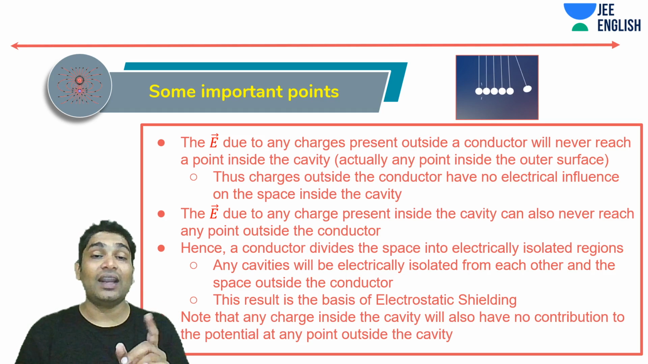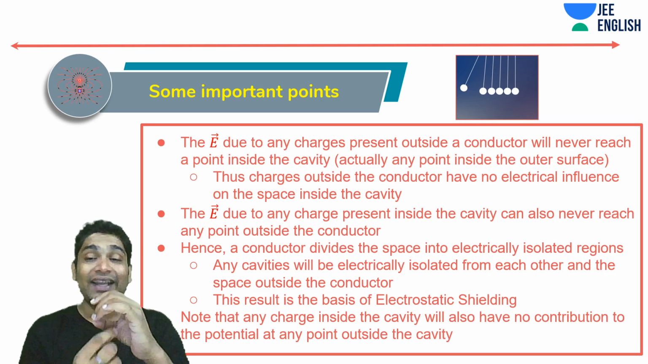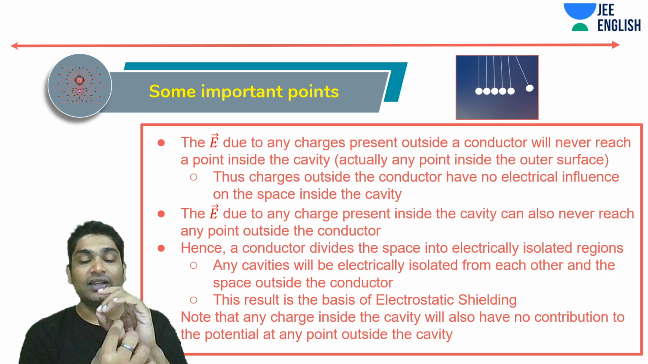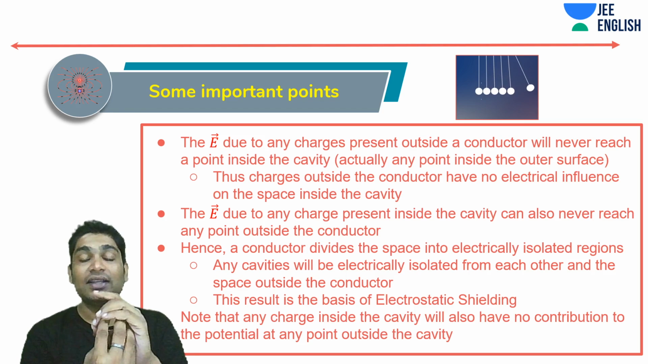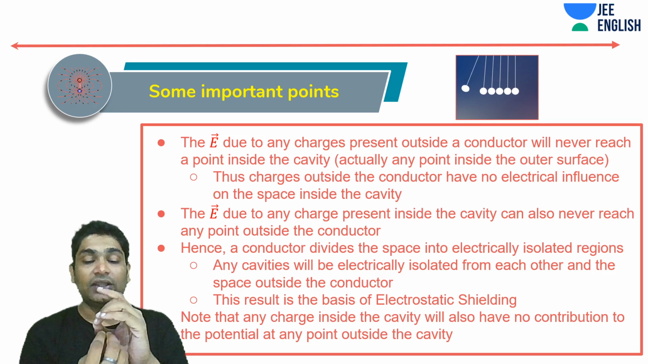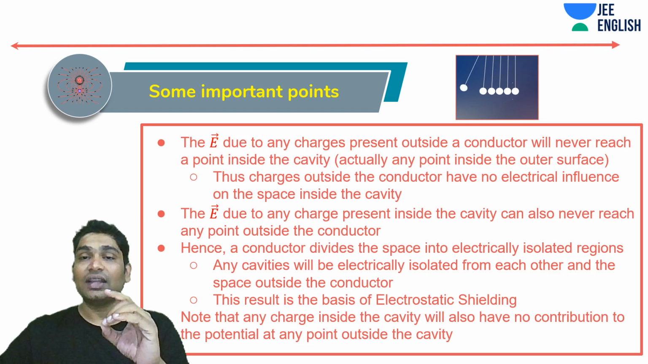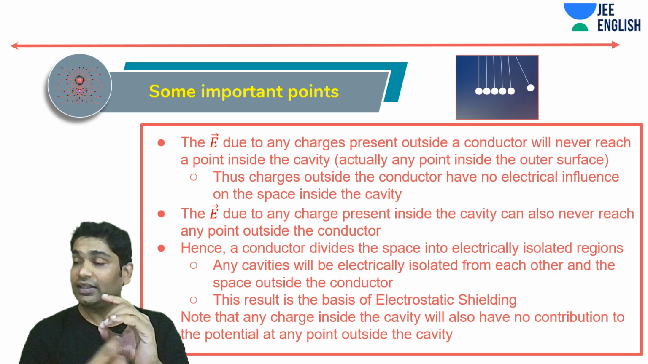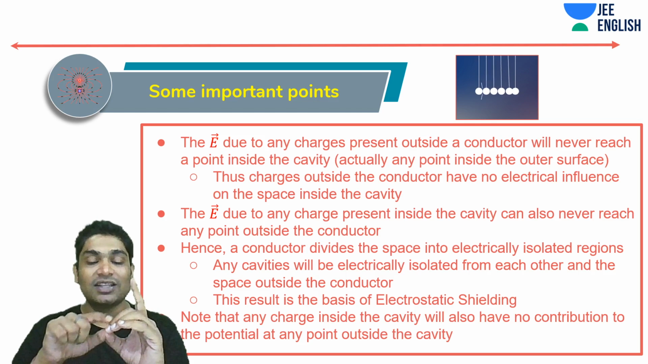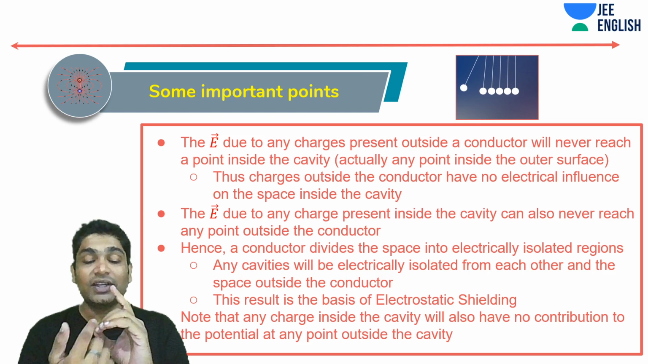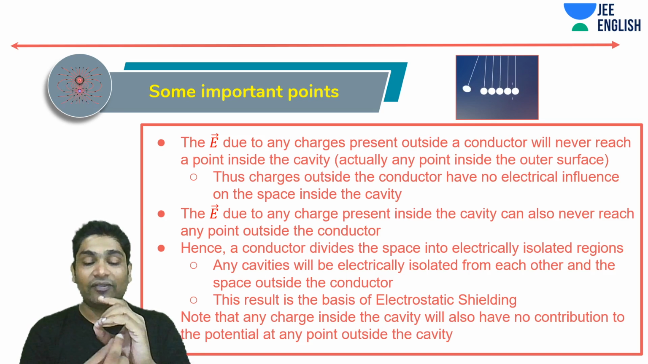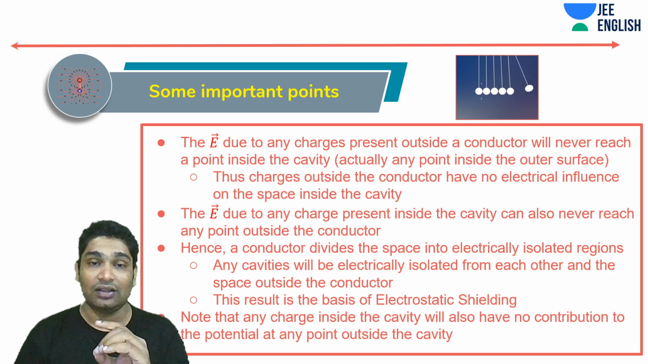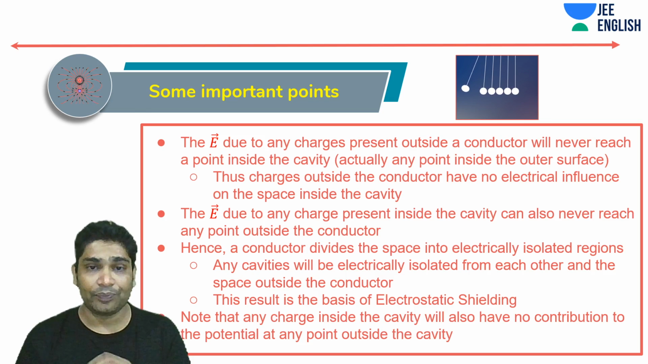Now, similarly, we realize that the electric field due to any charge present inside the cavity can also never reach any point outside the conductor. So when I had a charge placed here, all its electric field lines were getting terminated right inside by the inside walls, right? So the electric field due to this charge will never reach any point outside. Why? Because theoretically speaking, any field that this would have caused at any point outside the conductor will be cancelled by the opposite charge appearing on the inside walls. So the electric field of this charge will be compensated by the electric field of this opposite charge at any point outside the conductor. For that matter, any point outside the cavity also, right?